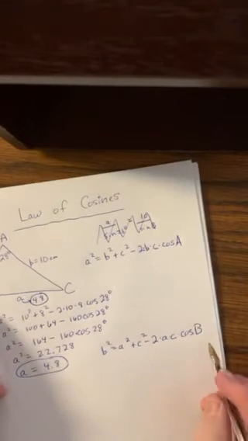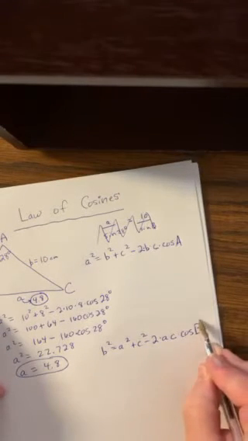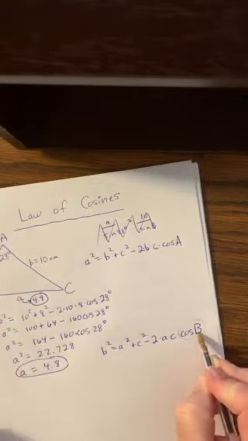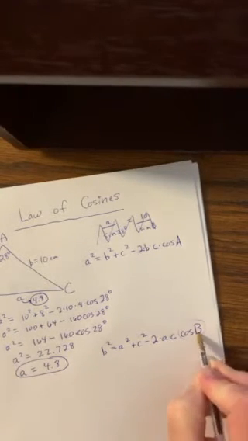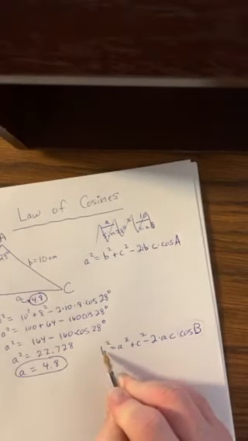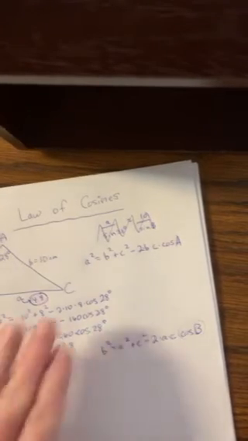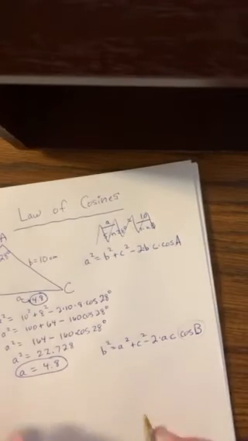Since I'm looking for angle B, I want the cosine of angle B to be involved in my formula. So if capital B is at the end, little b had to be at the beginning. That's my logic for picking that formula to find angle B. So plugging in all the known values, we'll go quicker here.